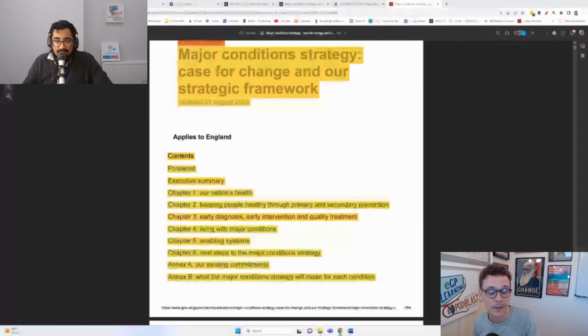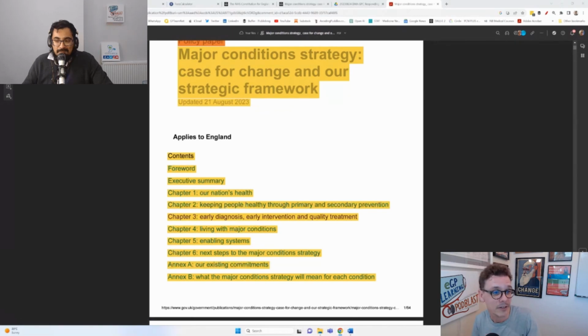And then chapter 5 talks about enablers for all of these things. So here they're talking about things like digital technology and innovation. They're talking about research, and they're talking about leadership. And we've seen leadership and leadership training talked about in the workforce plan, for example, and in other documents. So if you start looking at a few of these documents, you start to see the threads weaving together.